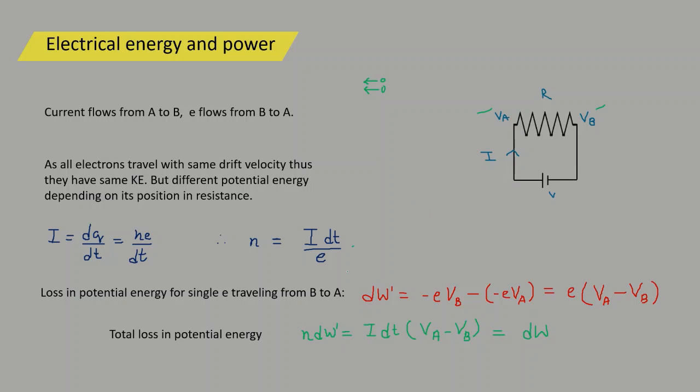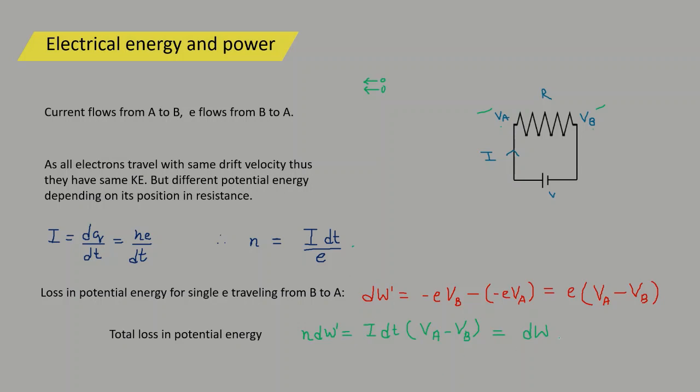Now the loss of potential energy for a single electron when it travels from point B to point A can be written as dW' equals minus e VB minus (minus e VA), which equals e (VA minus VB). Then the total loss in potential energy can be written as n into dW', that is, the number density into the work done for a single electron, and thus we obtain I dt (VA minus VB) equals dW.